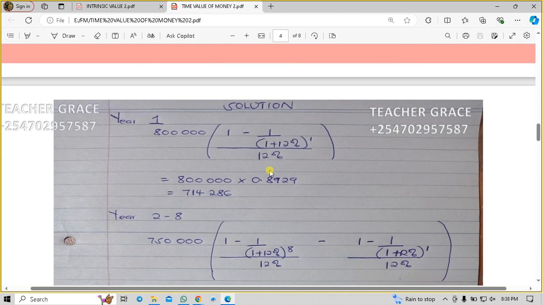Okay, so let's see. So we are saying we use 800,000 times 1 over 1 plus 12% to power 1. Or is it because we have used 1 year? That one.